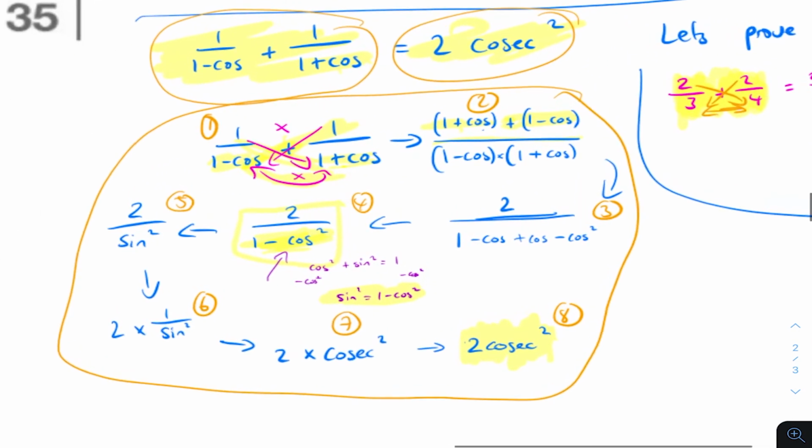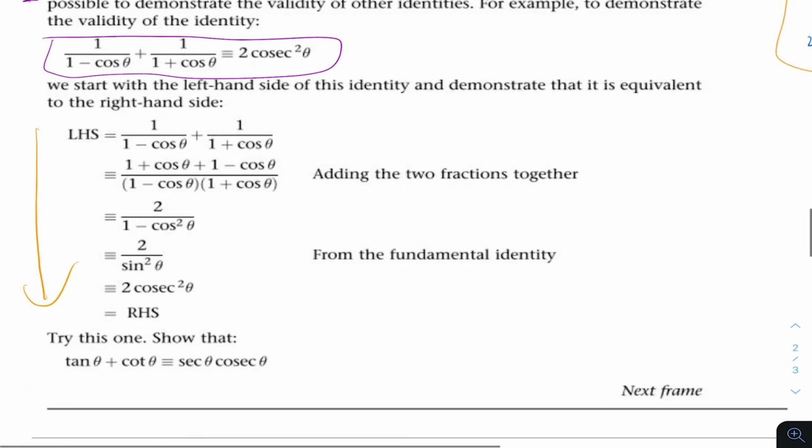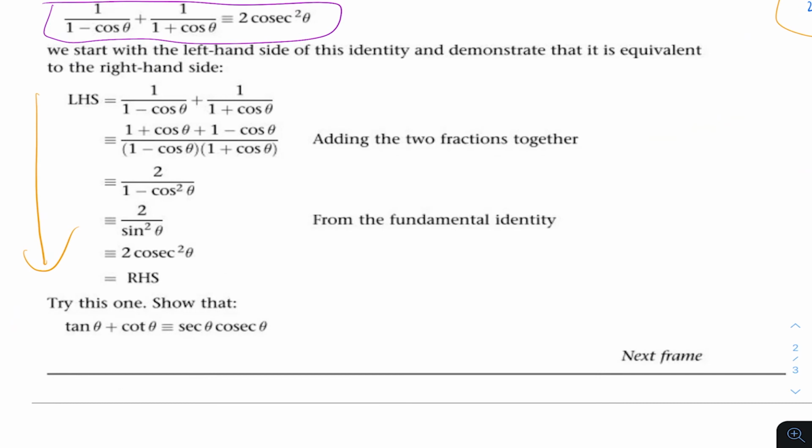So that might be a little bit confusing, and don't worry about it. We're basically going to do quite a lot of these anyway, so you'll get used to it. In the next video, we'll try this next one: tan plus cotangent is equal to secant times cosecant.